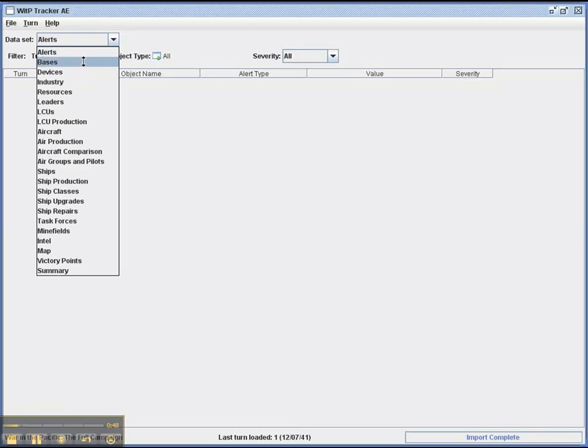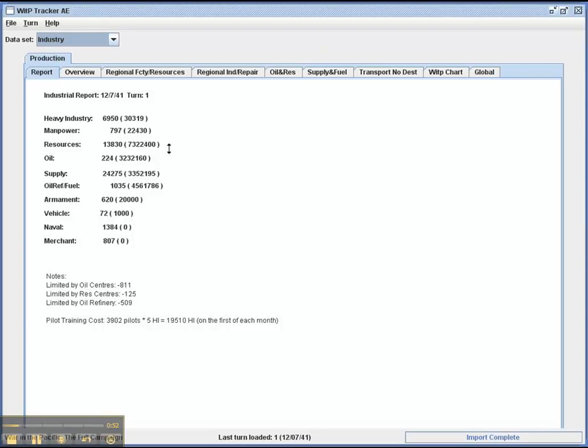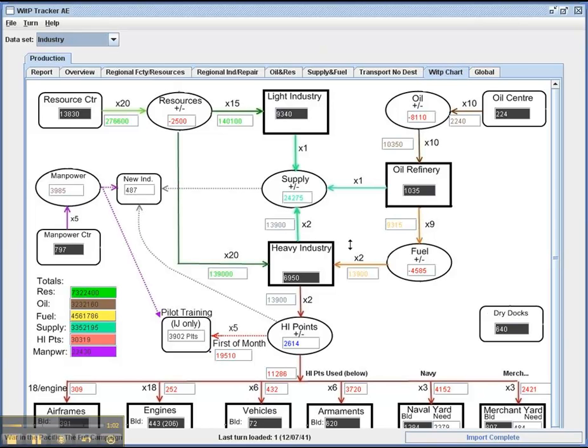So what we want to look at is our industry screen here. This will give us basically the same information that you saw in the game. But what I want to do is go over to the chart and discuss with you the inputs and the outputs of industry. So on our left-hand side here, we have resource centers. We have manpower centers, oil centers, and they are basically our three inputs into the equation. Manpower is only used when creating new industry or for LCUs, whereas resources and oil are much more important. And the byproduct of that being fuel is also very important as well.